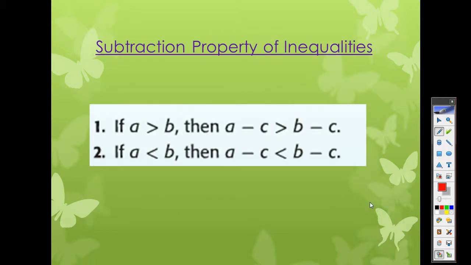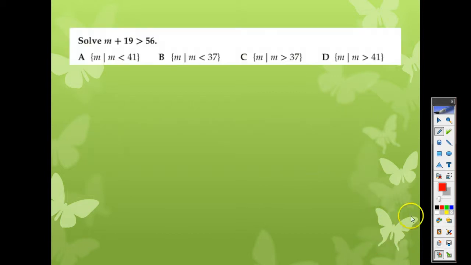Alright, so now we're going to move on to subtraction property of inequalities. It is the same concept. If A is greater than B, and you're subtracting C on both sides, it's still going to be greater. If A is less than B, and you're subtracting C on each side, it's still going to be less than. Okay, so whatever you do to each side, it's not going to change the sign. Alright, so here's a set of problems that we'll do together.